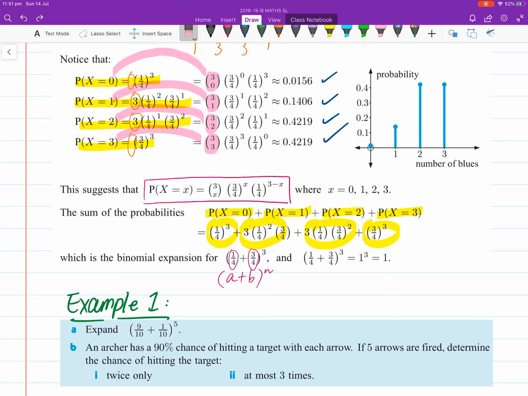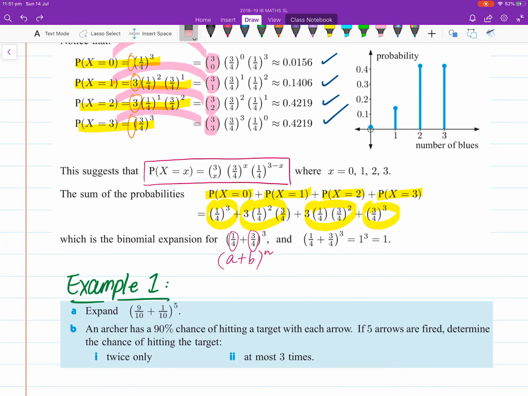Or would it be helpful if I left that in there for you? I'll leave that in there for you. But that's what happens when we do binomial probability distribution for experiments without replacement. Okay, sorry, with replacement. I'm saying the wrong thing. With replacement.